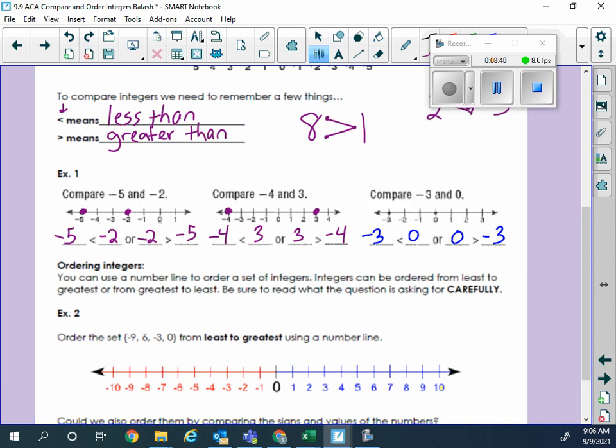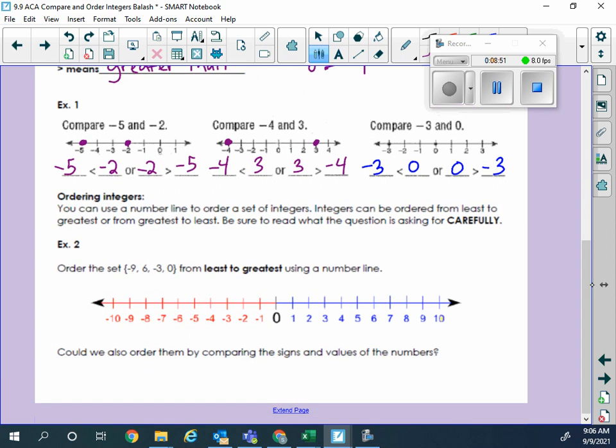So now, if you look at our objective, it says we can compare and order. So we've done step 1, just to compare. Now we want to put them in order. Ordering integers: you can use a number line to order a set of integers. They can be ordered from least to greatest or greatest to least. Those are mathy words. Tell me in non-mathy words. Least to greatest is the same as, give me another word besides least. Small to large, small to big. So then greatest to least would be big to small. You just gotta make sure you know those words, right?